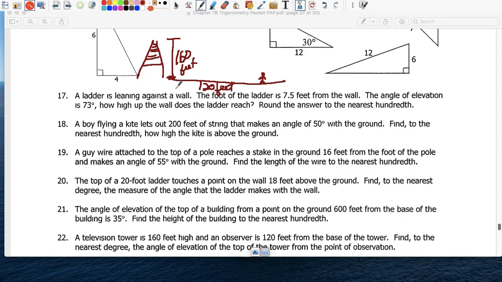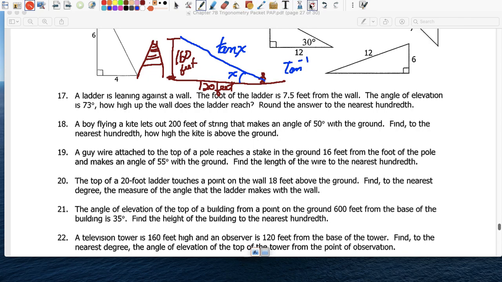No, sorry, I'm reading 21. To the nearest degree, find the angle of the elevation of the top of the tower from the point of observation. So this is what we want. This angle here. Let's call that angle X. So we need a relationship that uses the opposite and the adjacent. So obviously this would be also tan, right? And you need to use the inverse, so you're going to be using that.